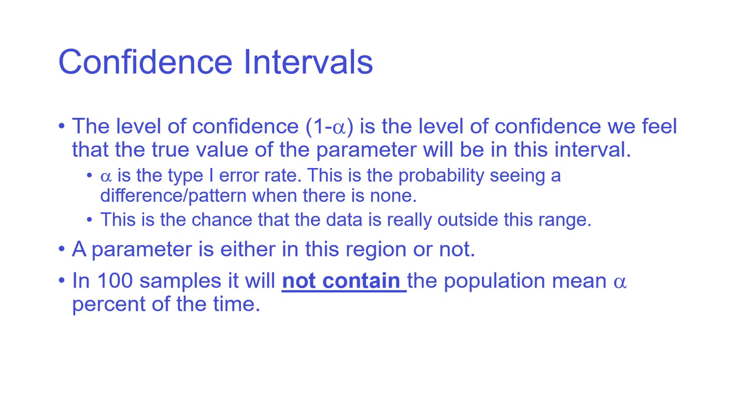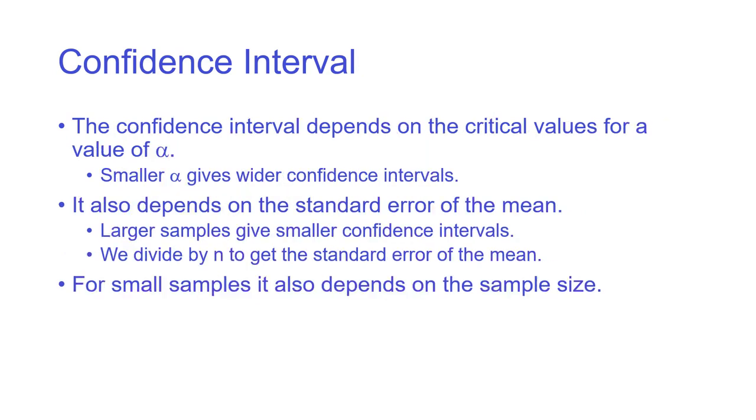So if I take 100 samples, 5% of the time the population mean will not be in those samples. Now, the confidence interval depends on what's called the critical values of alpha. Smaller alpha gives wider confidence intervals. The higher alpha goes, the narrower your confidence intervals. It also depends on the standard error of the mean, so how much variability there is between the means of different samples.